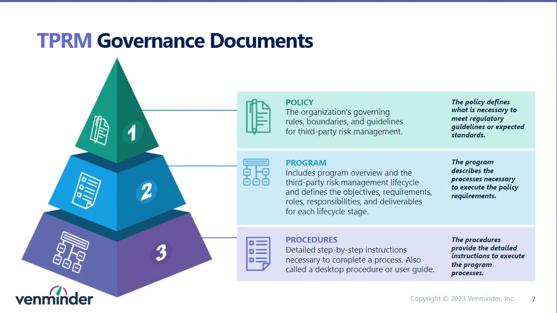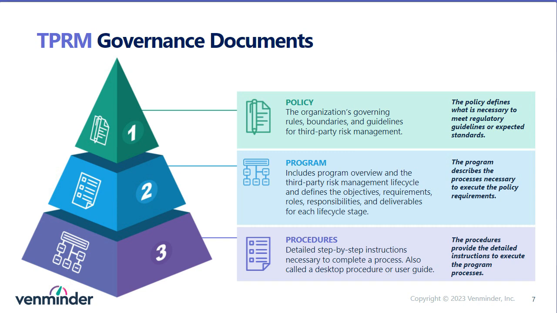Now, I do love this graphic because it really illustrates the hierarchy of governance documents really well, and it shows how they work together. So at the very top, we have our policy. Now, the policy is really the only mandated document because it defines what's necessary to meet regulatory guidelines or expected standards. So it's our rules and requirements, oversight and accountability, roles and responsibilities, etc.